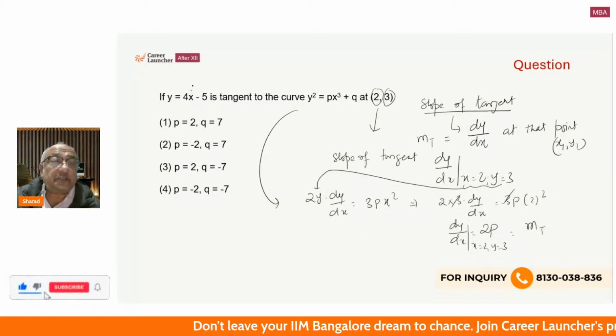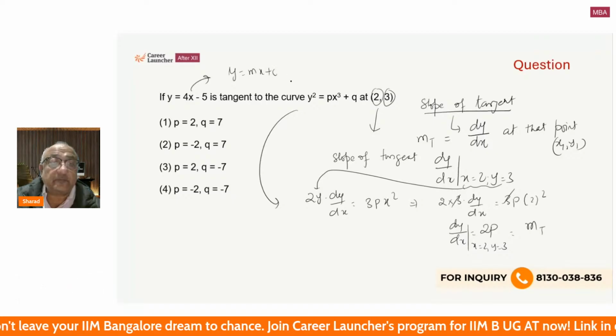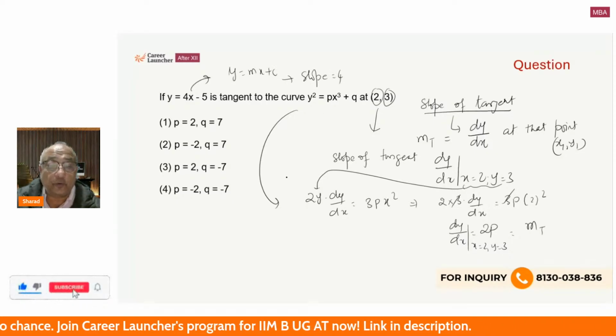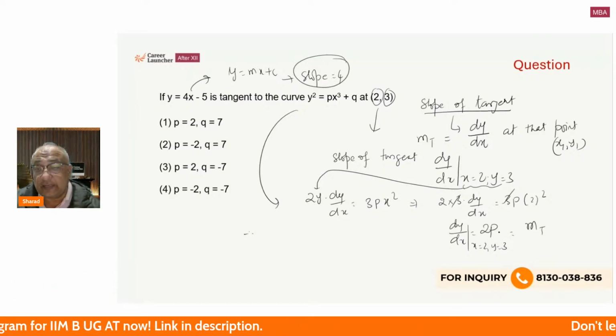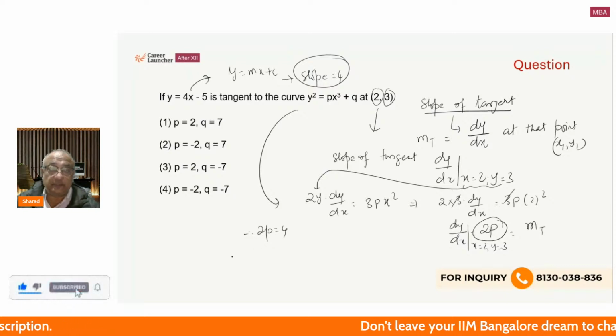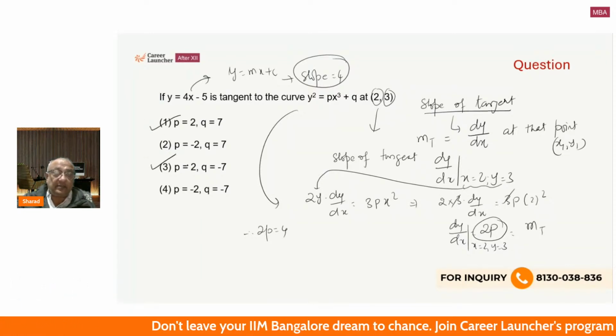As per the question, if you compare with y is equal to mx plus c, you will get slope as equal to 4. So from here, this slope is also of the tangent and this is also of the tangent. So 2p is equal to 4. So p is equal to 2, that means this answer or this answer.